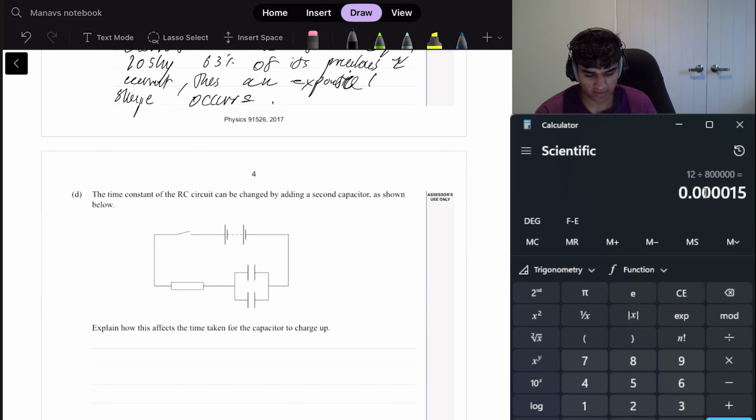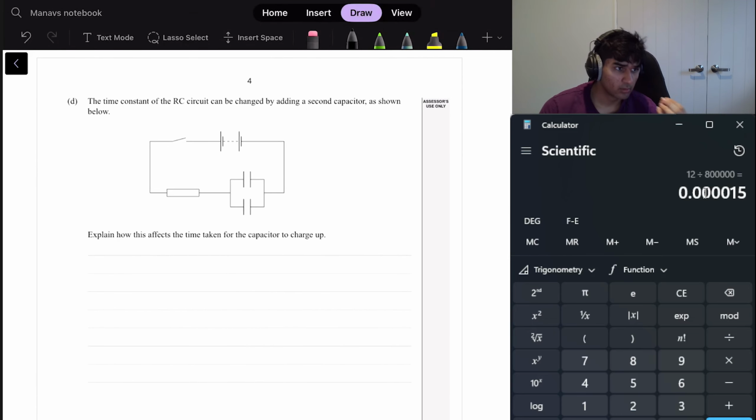Time constant of RC circuit can be changed by adding a second capacitor. This is where the rule comes into play. This is where that capacitor rule is. It's parallel, a big important part. CT equals C1 plus C2.